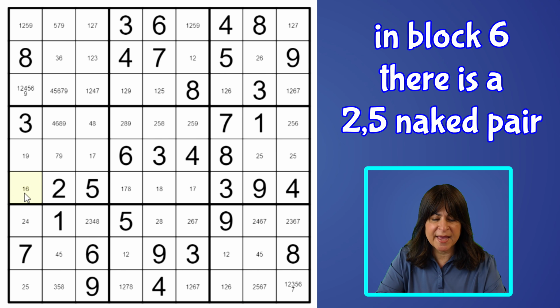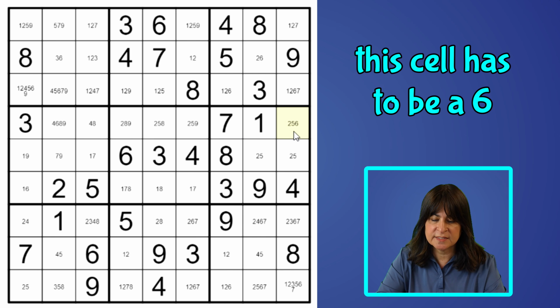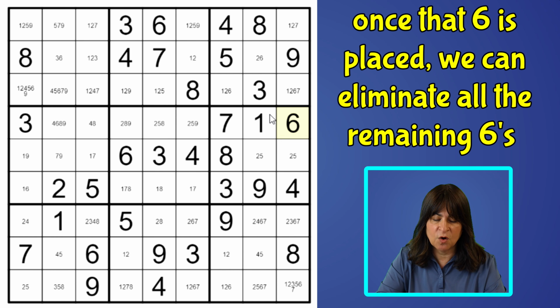And now going back to that naked pair in block 6, we have a 2, 5 pair here. So that means this cell can't be a 2 or a 5. So it has to be the 6, another hidden single. And now we can eliminate all the 6s from the block, and there aren't any, all the 6s from the row, and also from the column.